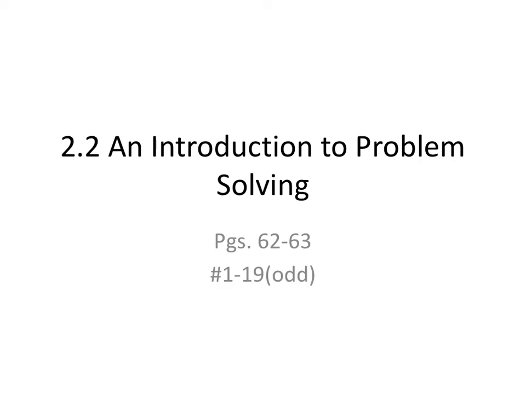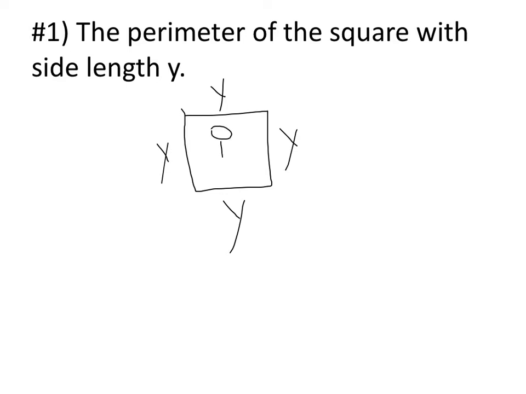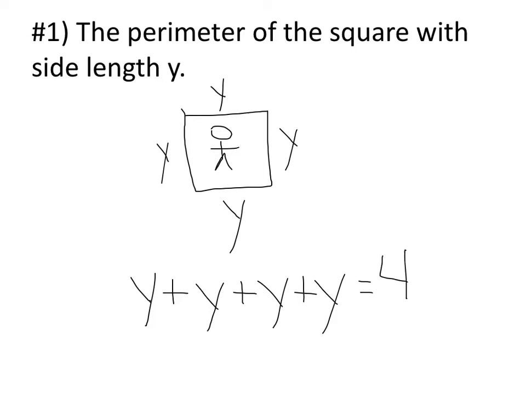This is the video for homework page 62, 63, 2 to 20 even, and I'm going to do 1 through 19 odd. So if you're talking about the perimeter of a square with side length y, I always like to draw a picture. And then each one of your sides is y. If we're talking about perimeter, don't forget, think about the show Cops. If there's a person inside and the cops say to make a perimeter, it is distance around. So you would add up all the sides. So you would have y plus y plus y plus y. You combine your like terms, you get 4y.